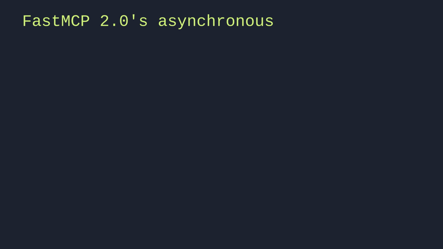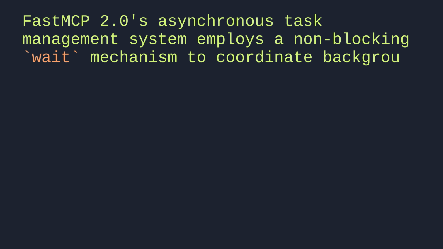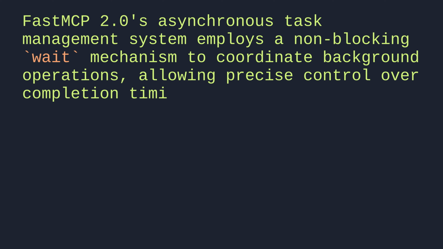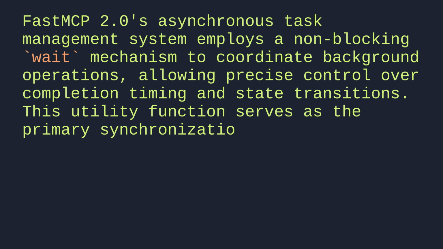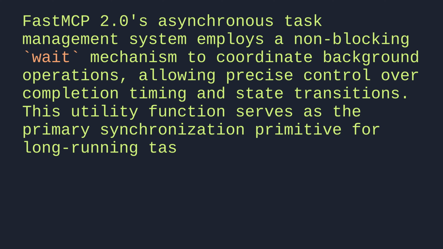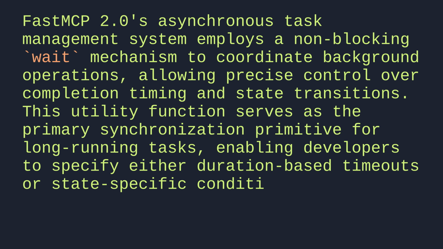FastMCP2's asynchronous task management system employs a non-blocking wait mechanism to coordinate background operations, allowing precise control over completion timing and state transitions. This utility function serves as the primary synchronization primitive for long-running tasks, enabling developers to specify either duration-based timeouts or state-specific conditions.